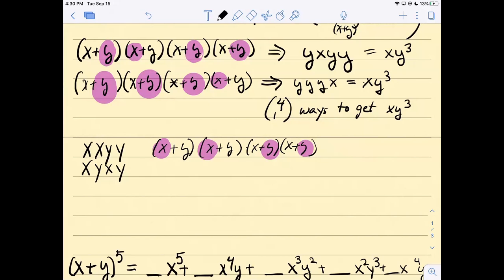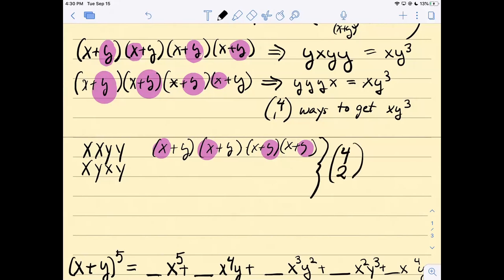Which technique can we use to count that? Anyone see? Nice, nice one. Yeah, just 4 choose 2. So the total number of ways would be 4 choose 2.